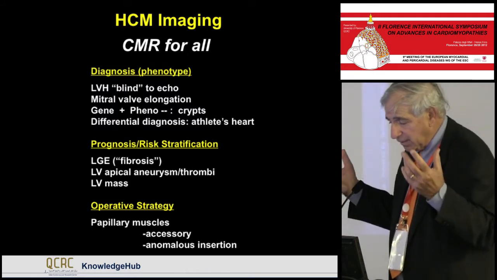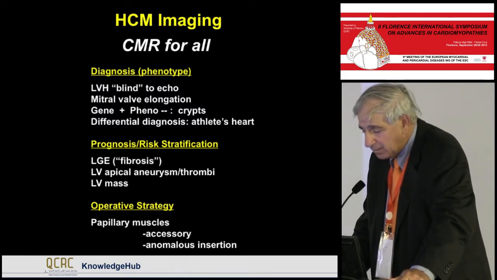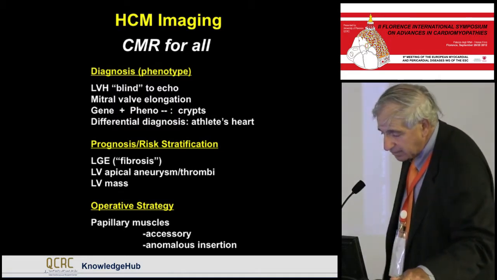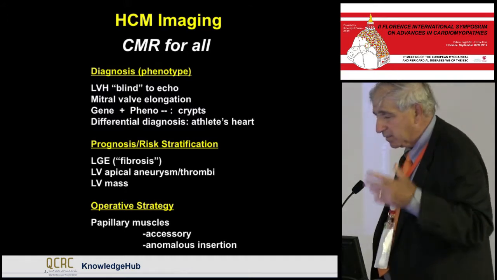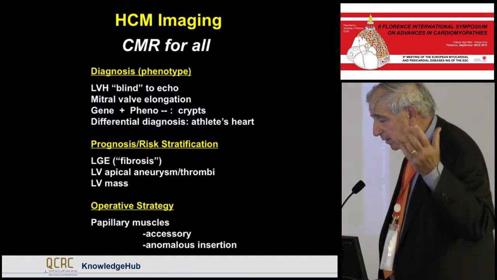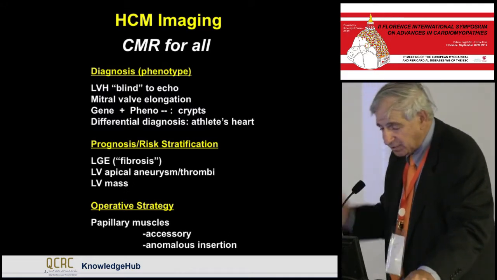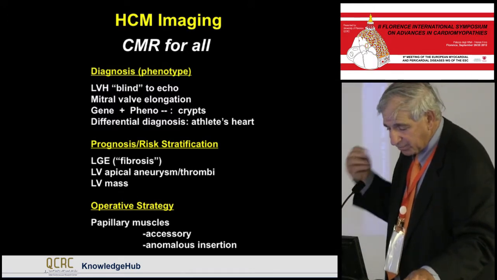The elongation of the mitral valve leaflets can have a lot to do with planning surgery. Sometimes surgeons want to plicate those valves in addition to resecting muscle from the septum. Findings like the crypts can be very helpful in identifying affected family members in the absence of genetic testing, and in differential diagnosis, and then most importantly, I think, this issue of prognosis.